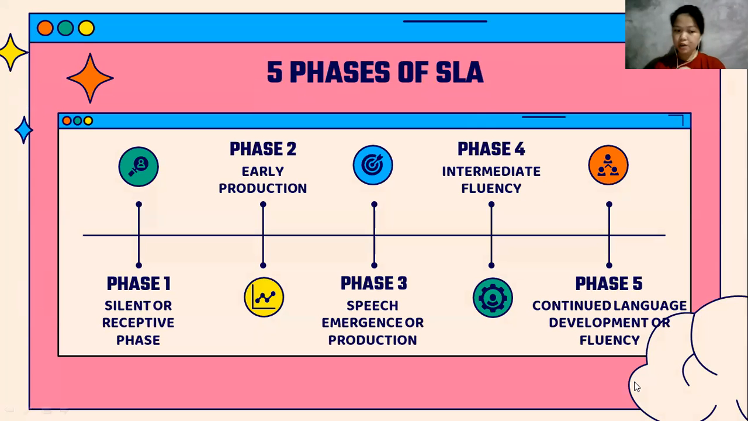In phase 2 or early production, this second phase involves the second language user beginning to collect new words. During this time, they may also start to say some terms and may even begin forming short phrases of early word combination. That is the second phase. Now, the third phase is very interesting. That is the speech emergence or production.